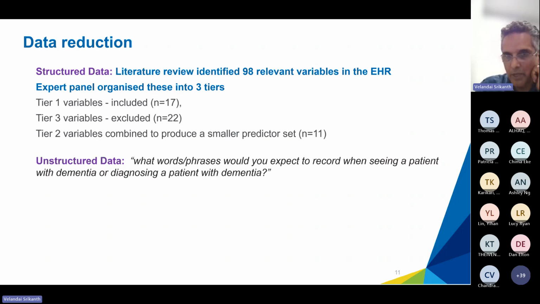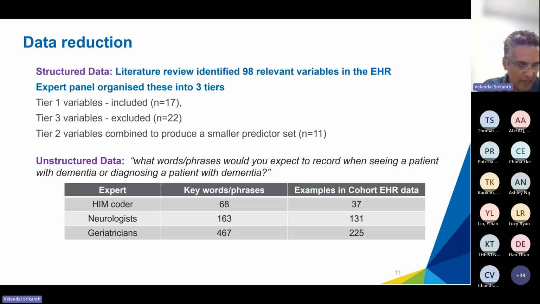For unstructured data, we asked the same expert panel, what words or phrases would you expect to record when seeing a patient with dementia or diagnosing a patient with dementia? And so we had the 3 sets of people. You can see that the number of keywords or phrases that those 3 groups generated were different. Geriatricians seemed to generate a lot more phrases, and these were the numbers of those phrases that we saw in the EHR data.